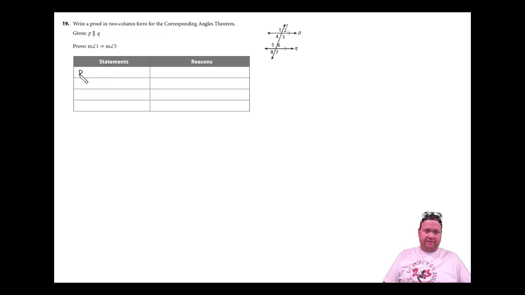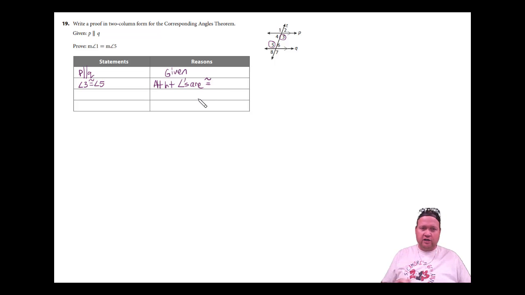Let's go through our steps. The first thing we've got is that line P is parallel to line Q. That's given. And now I'm trying to draw a connection between 1 and 5, and I want you to see the connection between 5 and 3. Those are alternate interior angles, and the last proof, we just proved those things are congruent. So the second step is now got to say angle 3 is congruent to angle 5. And we're just going to write alternate interior angles are congruent. That's going to be our reason.